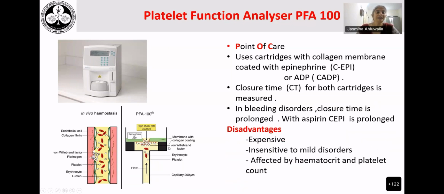If there is a bleeding defect, this closure time will be prolonged. And even with drug therapy, say for instance aspirin, the closure time may be prolonged. The problem with this test is it looks very easy to do, but it's expensive, and it is also insensitive to mild disorders. And because it takes the whole blood, it is affected by the hematocrit and platelet count.